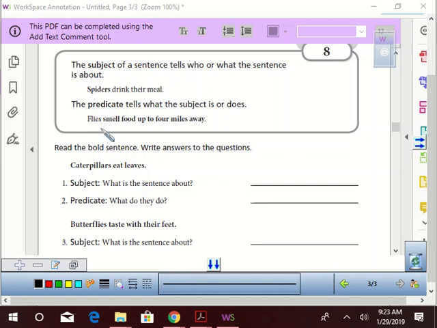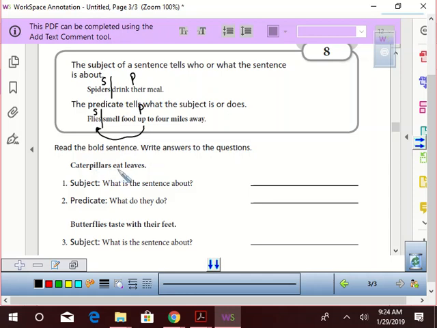Right? What is this? Flies. That's our subject. What do the flies do? There you go. That tells what the subject is, or what it's doing, right? Spiders, that's our subject. What do spiders do? There it is. That's kind of gross. The whole thing. Read the bold sentence, then we're going to write the answers to the questions.